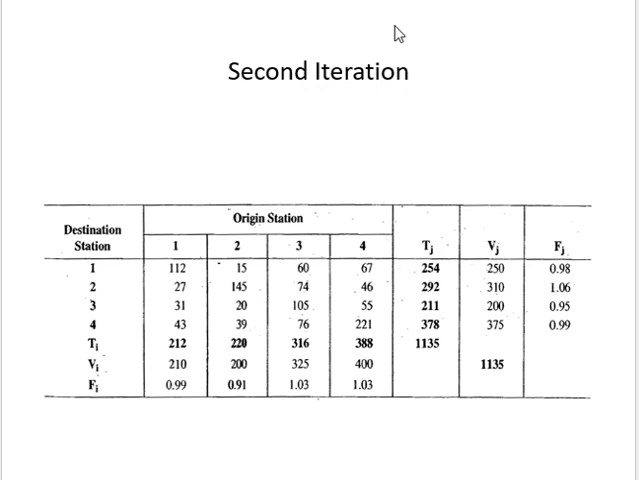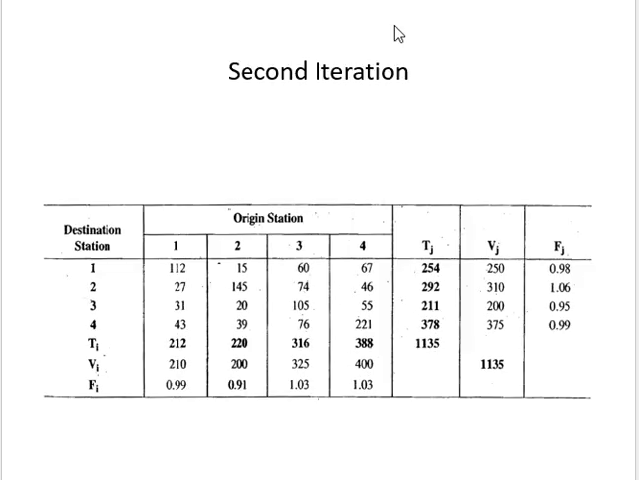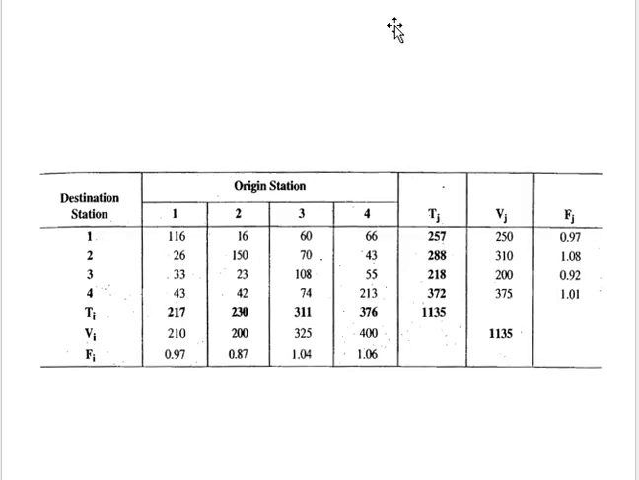If you look at these last ones, look at the factors. This factor was 0.97, now it is 0.99. Did it get closer to 1? Yes. The next one was 0.87, now it is 0.91. So you can see all factors are going close to 1.